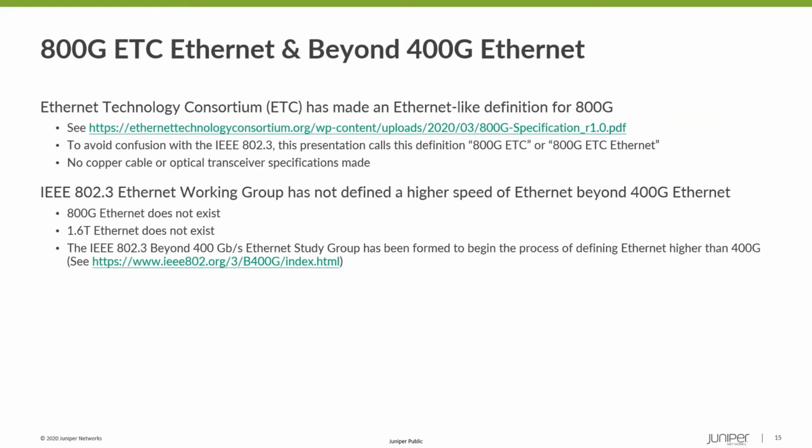So 800 gig Ethernet Technology Consortium Ethernet was defined, and there's a link here to the specification. No copper cable or optical transceiver specifications were made. But this is something that the ASIC guys can put in if they want to have support of an 800 gig flow. But now the IEEE 802.3 working group has kicked off a study group to actually look at the next higher speed of Ethernet beyond 400 gig and hopefully lead to a task force. So at this point, there is no 800 gig Ethernet or 1.6 terabit Ethernet. It doesn't exist, but there is this ETC version.